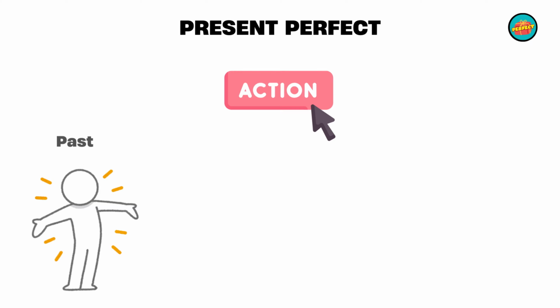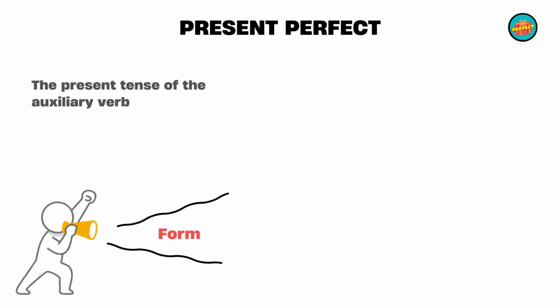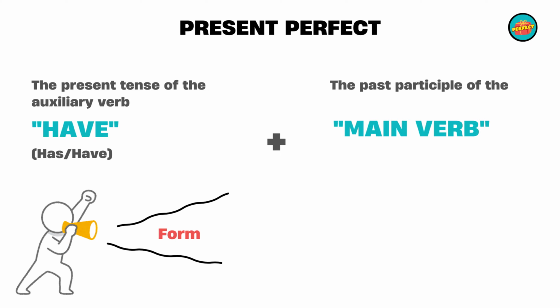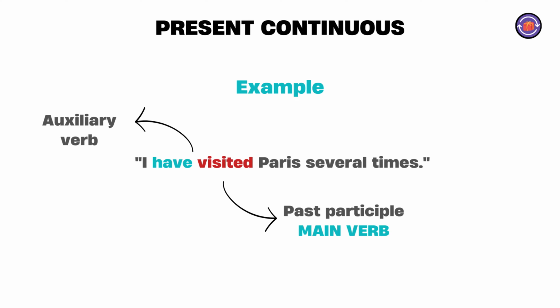Present perfect indicates actions that started in the past but have relevance to the present moment. It is formed using the present tense of the auxiliary verb have: have, has, plus the past participle of the main verb. Example: I have visited Paris several times.